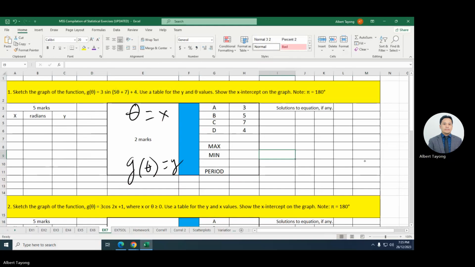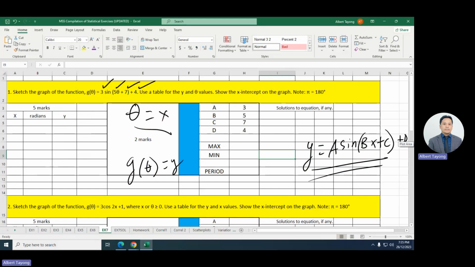So the form: y equals A sine, we have here B, x plus C, plus D. So please take note of this form. X is equal to theta. Y equals A sine (Bx plus C), open and close, plus D. So here our A is 3, B is 5 before the theta, C is 7, D is outside, 4, right?